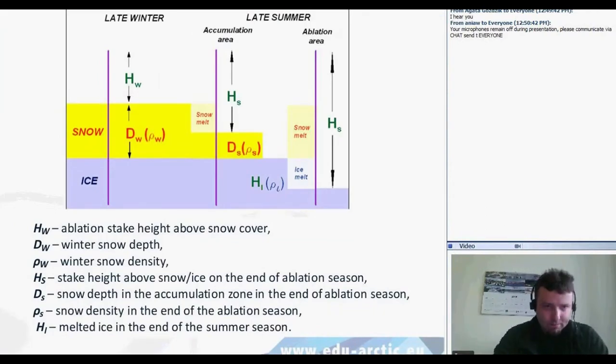So in late winter or in spring, we have this ablation stake, which is above the snowpack. So HW denotes the ablation stake above the snow. DW is winter snow depth. Then we have winter snow density that is measured in the snow pits, as was shown in the picture before. And in the late summer, in the accumulation area, we also have some snow that's left from the previous winter, so we can measure the stake above it. And in the ablation area, we check how much snow and ice was melted.